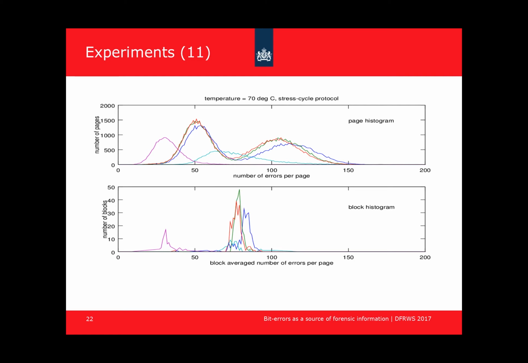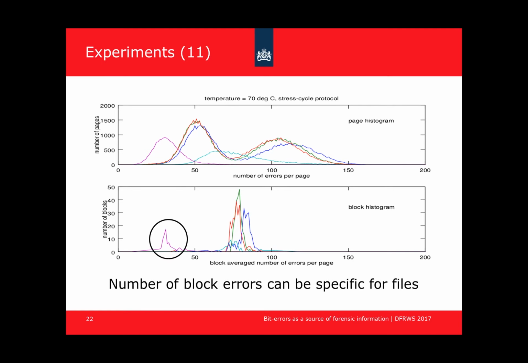Now, for the same thing, you can also use this information to form some histograms. So at the x-axis, you have the number of bit errors, and at the y-axis, the number of times it was found, and the color coding is the same for files. And as you see, on the basis of the number of errors, you can group the files, the memory pages belonging to one file together.